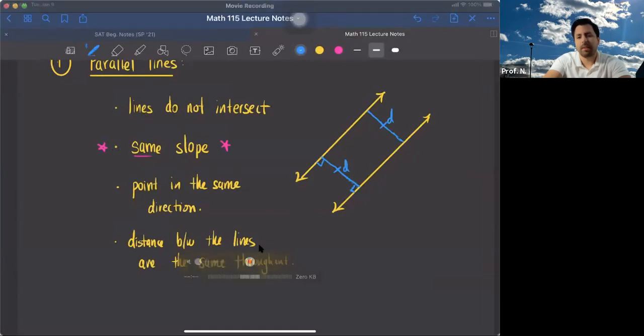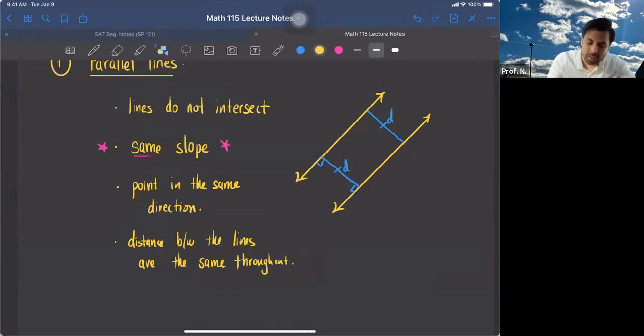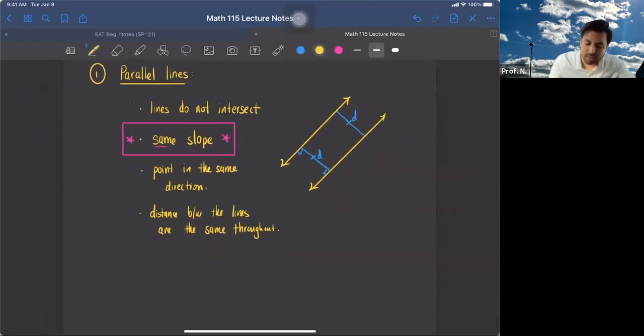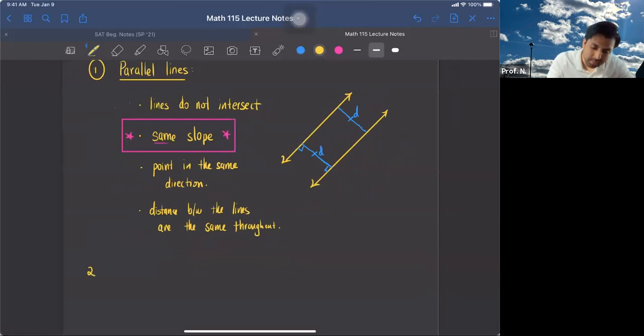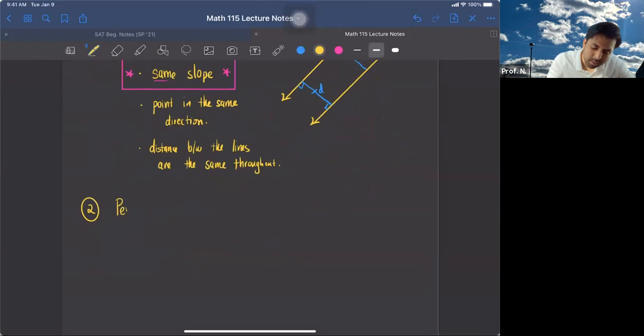Just like on a road, right? On a road, most of the time those lines are parallel and they don't intersect, and the distance between those two lines, those two lanes, creating lanes, is the same. But in particular, what we're going to be interested in is this idea of the same slope. So parallel lines have the same slope. Okay, that's one set of lines. And the second set of lines are called perpendicular lines.